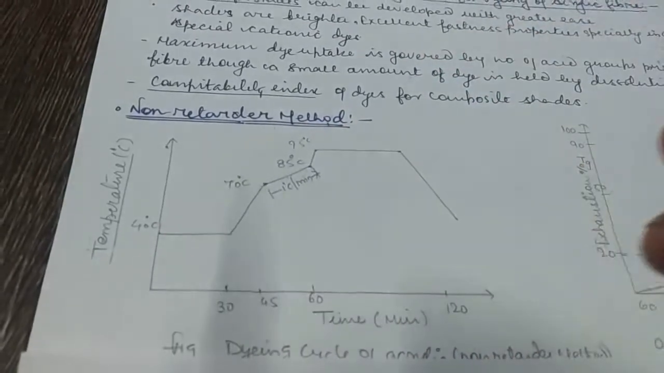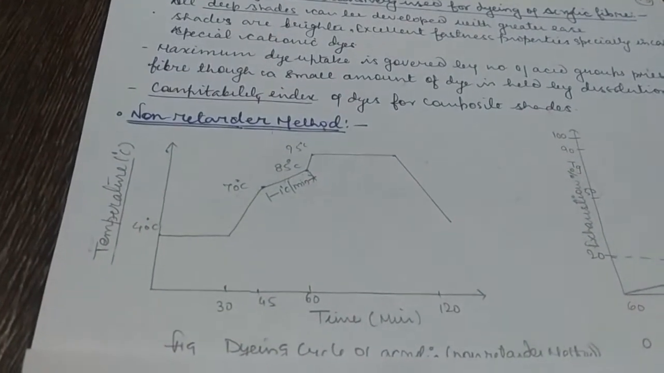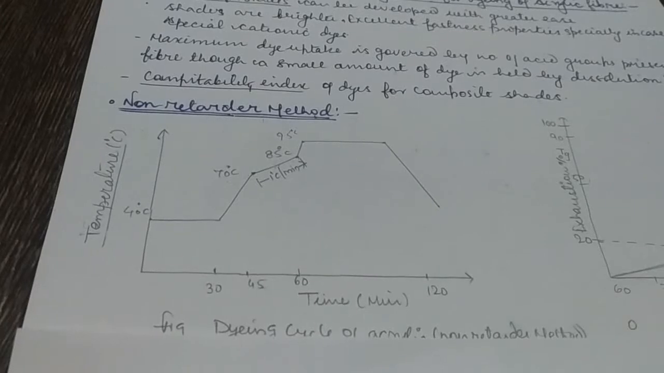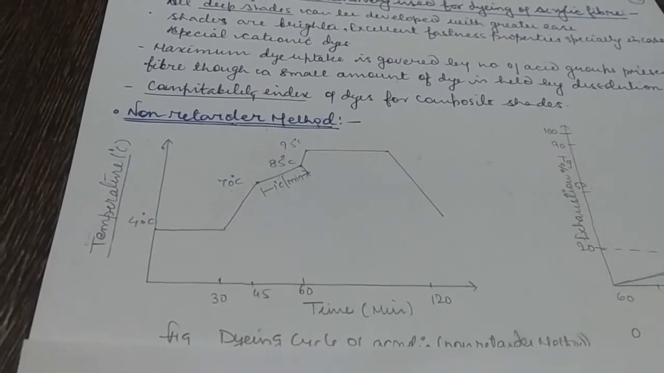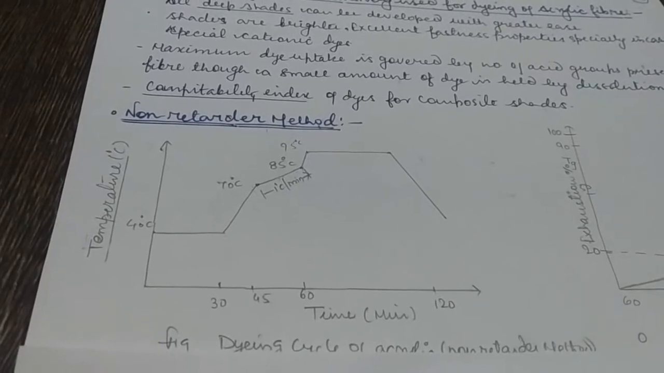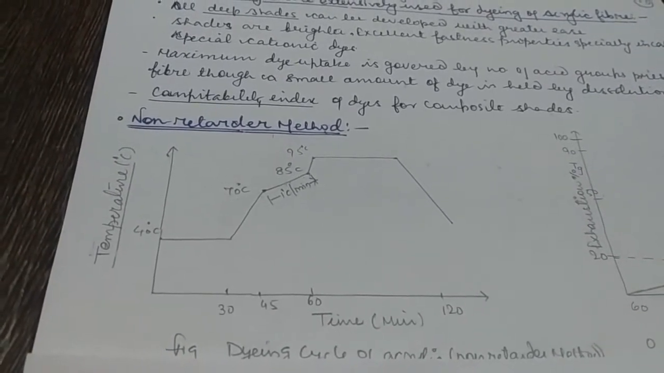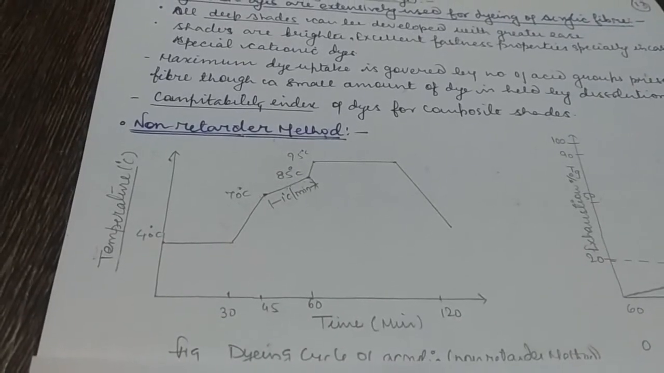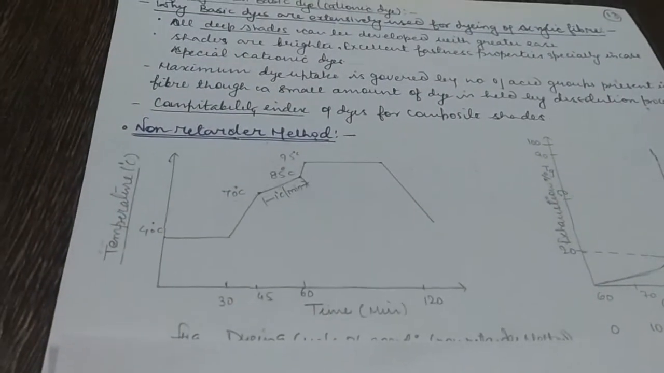After 85 degrees centigrade the dye bath is raised very fast up to 95 degrees centigrade and held for 30 to 45 minutes or 60 minutes, depending on the percentage of the shade or the depth of the shade, and then the bath is cooled down. That is the dyeing cycle of basic dye with the non-retarded method.